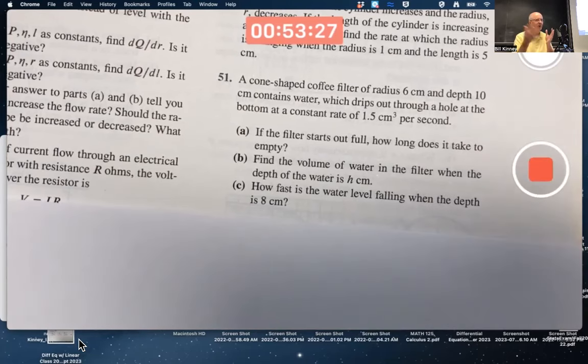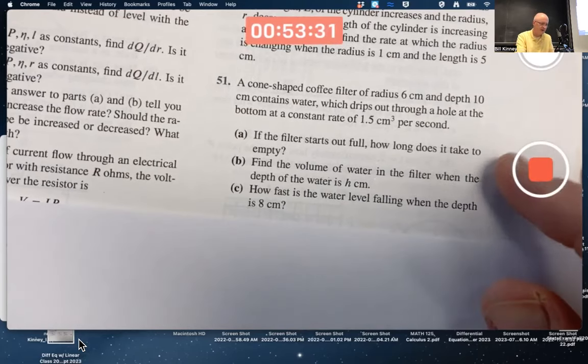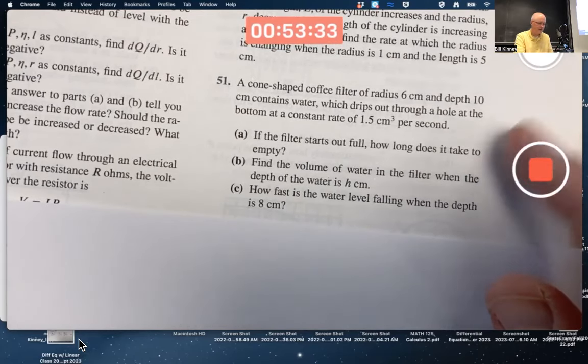Really? No, it's more that it's a permeable filter typically, but okay, humor us here with this problem.